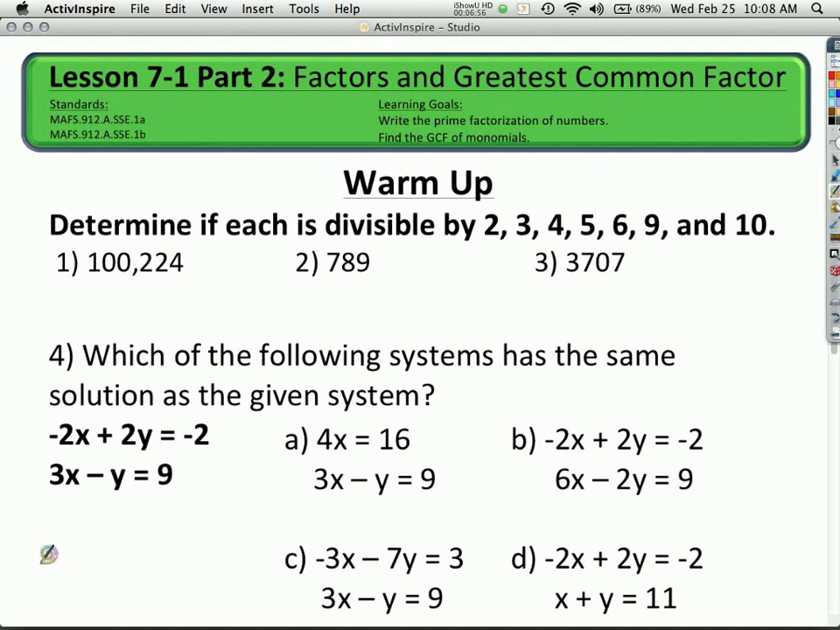Number 1. What is that number divisible by? I've got students 12 and 20. Student number 12, what do you say? Okay, student number 20. 2, 3, 4, 6, and 9. Very nicely done.